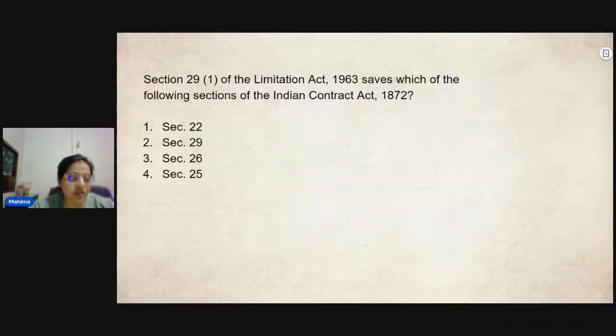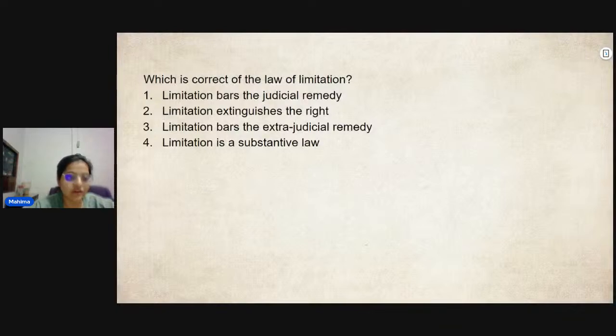Section 25 is what? Agreement without consideration is what? Voidable, void, or valid under the Indian Contract Act. Section 25. Which is the correct statement about the law of limitation? Limitation bars the judicial remedy. Limitation extinguishes the right. Limitation bars the extrajudicial remedy. Limitation is a substantive law.